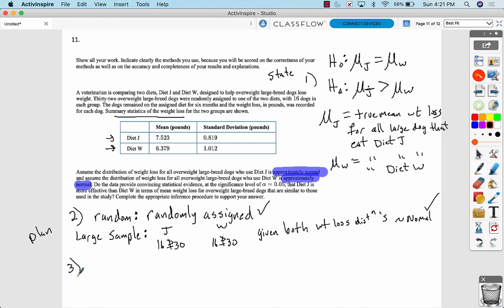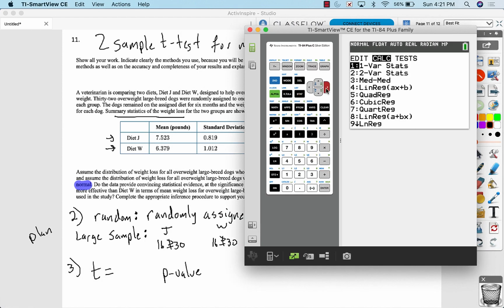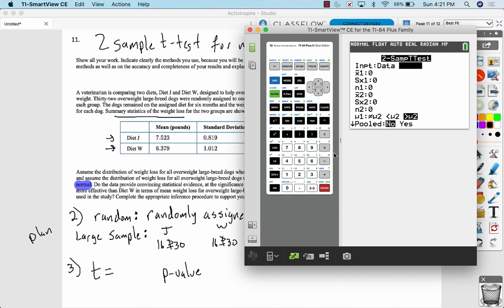Okay. Now the third section is the do. Now once you're done with this, this is a two-sample t-test for, just put, for means. Okay. Once you write this, you could just run the test on your calculator, and you need a t and you need a p-value. So that's where you go to your calculator and stat, it's going to be two-sample t-test. Okay, so we want the average.